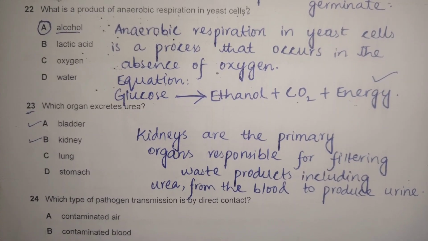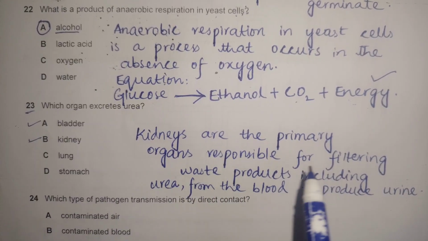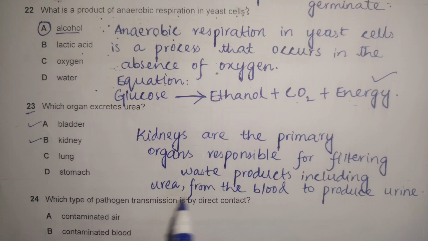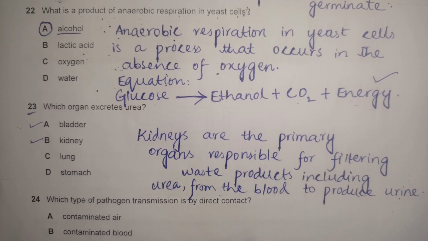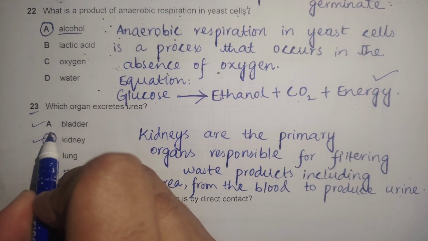I have written short notes for you. Kidneys are the primary organs responsible for filtering waste products, including urea, from the blood to produce urine. So the correct answer to this question is B, kidney.